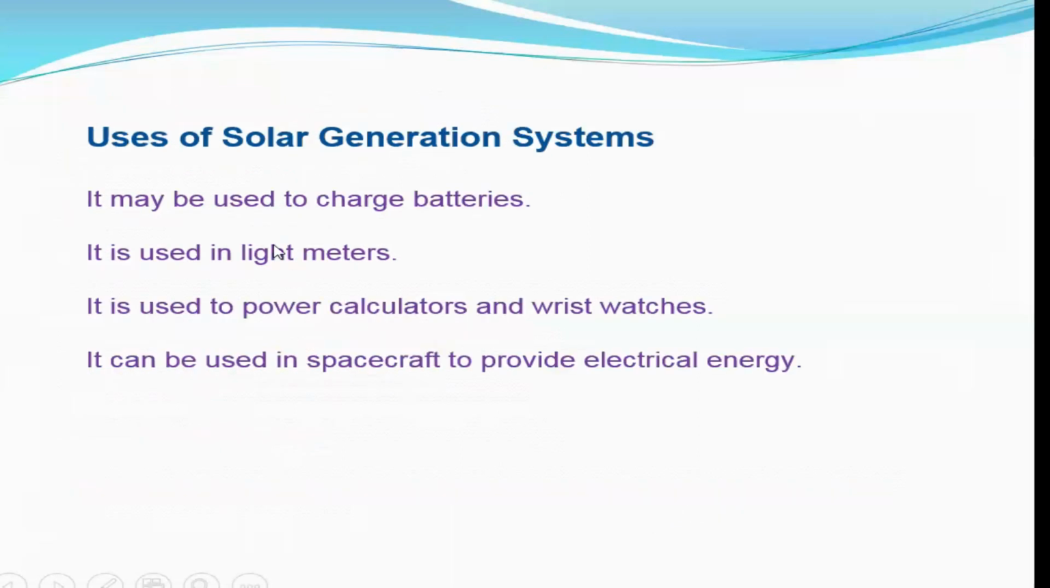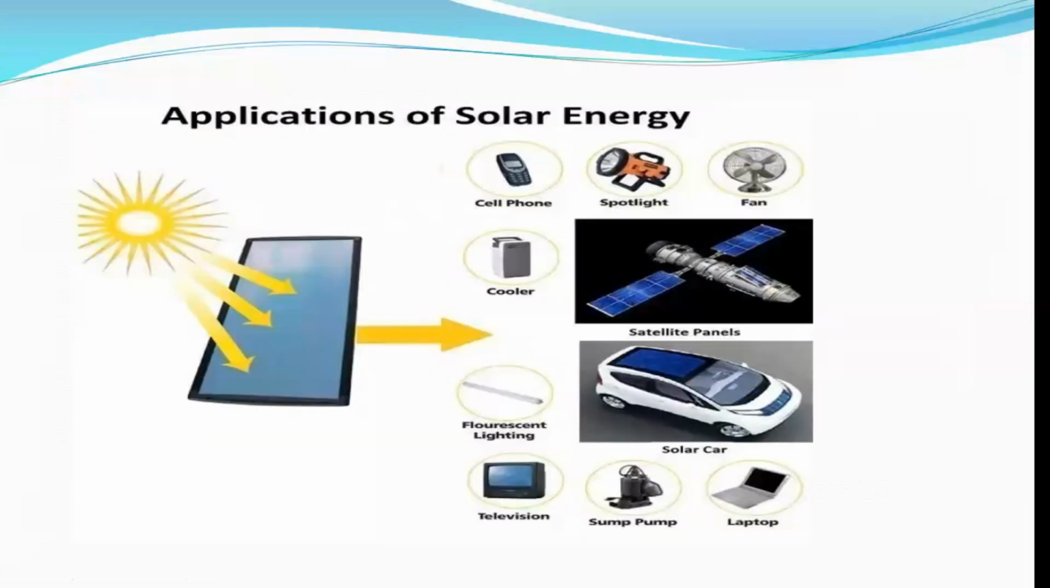Uses of solar generation systems: we can use them to charge batteries. They can be used in light meters. They are used to power calculators and wrist watches, and they can be used in spacecraft to provide electrical energy. We can see the applications of solar energy here for fans, spotlights, cell phones, coolers, fluorescent lightings, televisions, sump pumps and laptops. We can use them for solar cars also, and we will be using them for satellite panels.